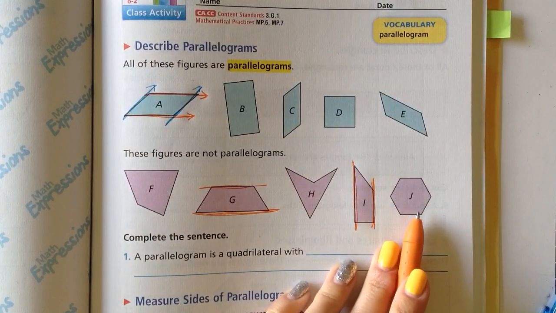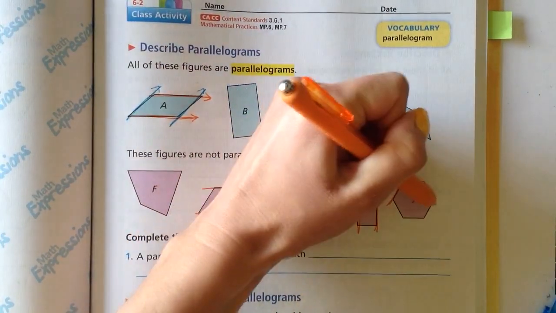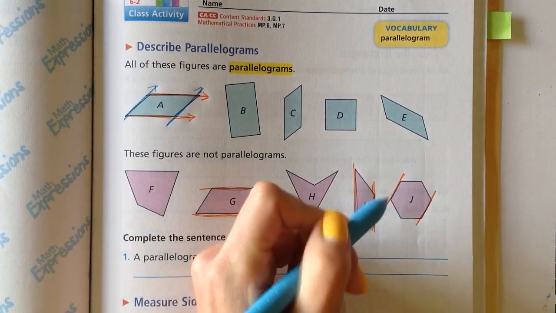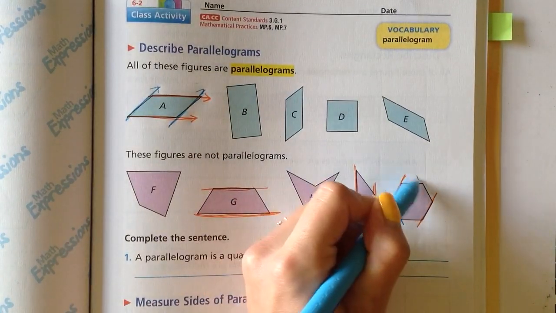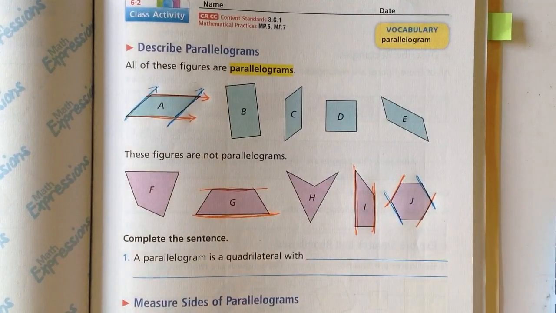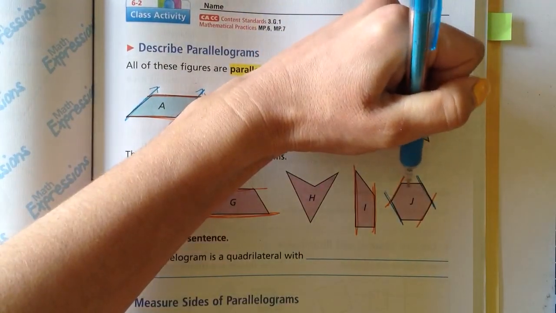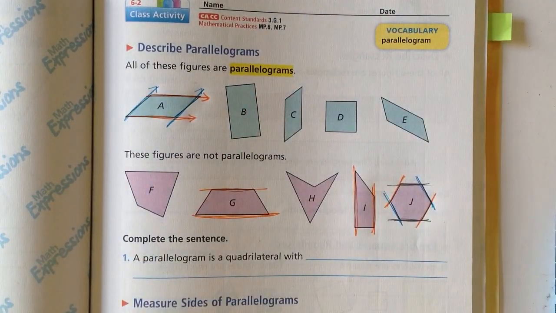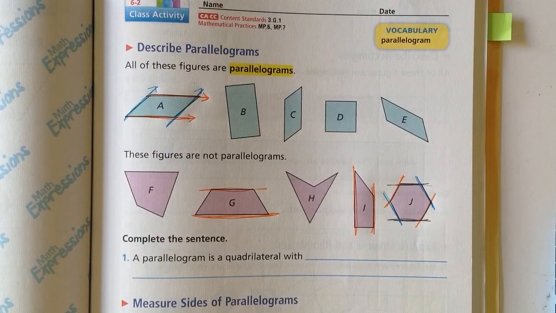This shape is interesting because it does have parallel sides right here, and then it has parallel sides again right here, and it actually has a third set of parallel lines right here. So it's also not a parallelogram because it just needs to have two sets, not three sets.